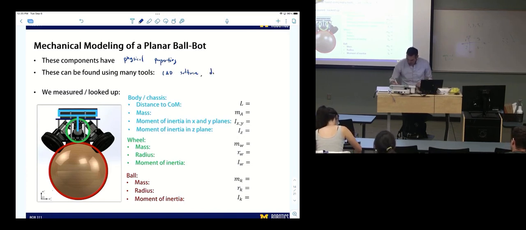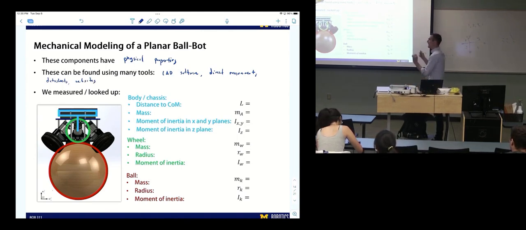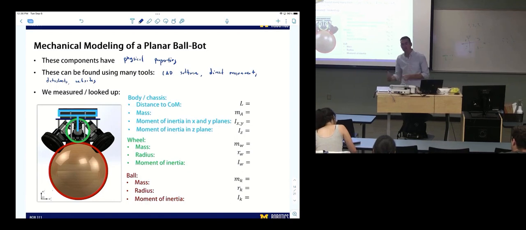Also direct measurement, so getting out a caliper or a scale and just measuring it yourself. Also data sheets, websites. We kind of get this information any way we can. And the fidelity of this model does depend on the ability you have to know these properties. There's a whole field of engineering that goes into identifying properties like this. In this class, most of it we can read off of the data sheet, which is convenient.